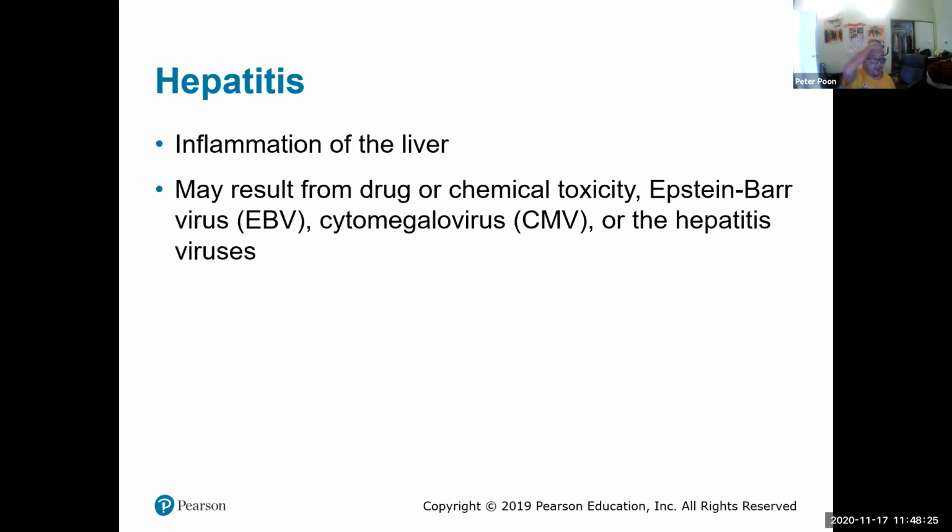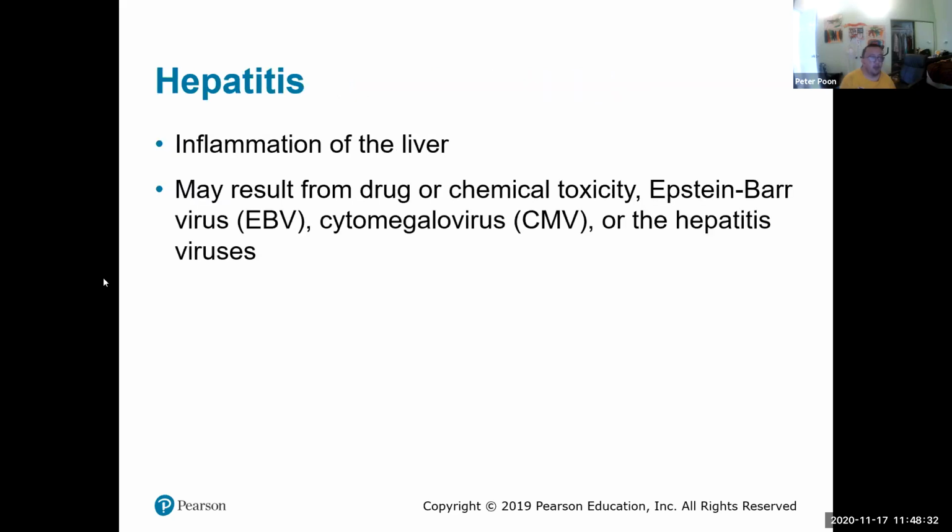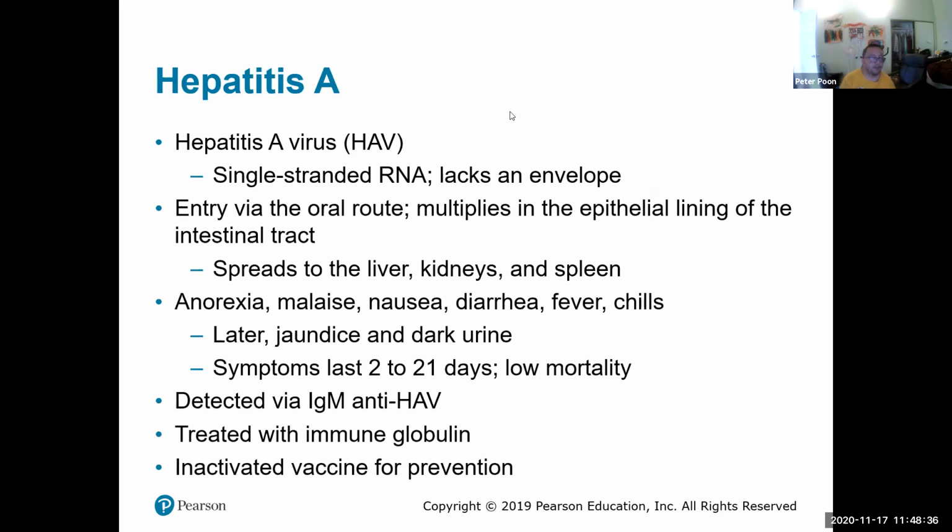Okay, hepatitis. It's an inflammation of the liver. So, hepatitis viruses, let's go through these. Hepatitis A is a single-stranded RNA virus. It spreads to the liver, kidneys, and spleen. It goes fecal oral basically.